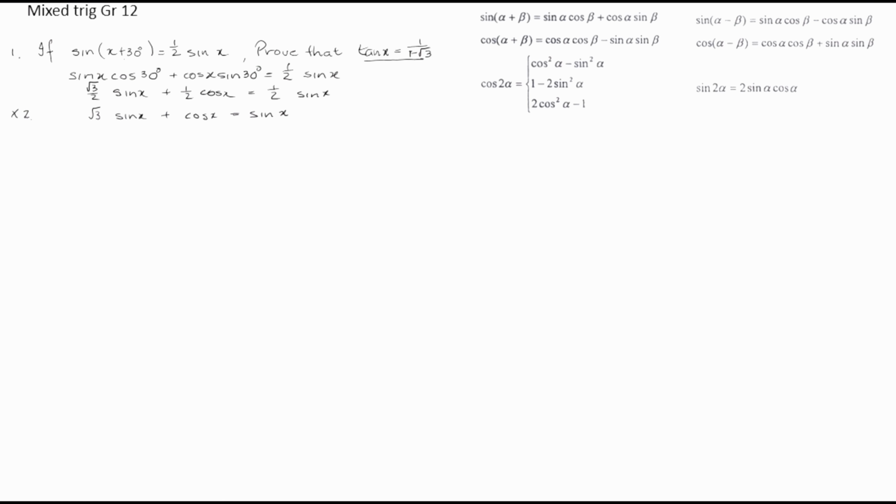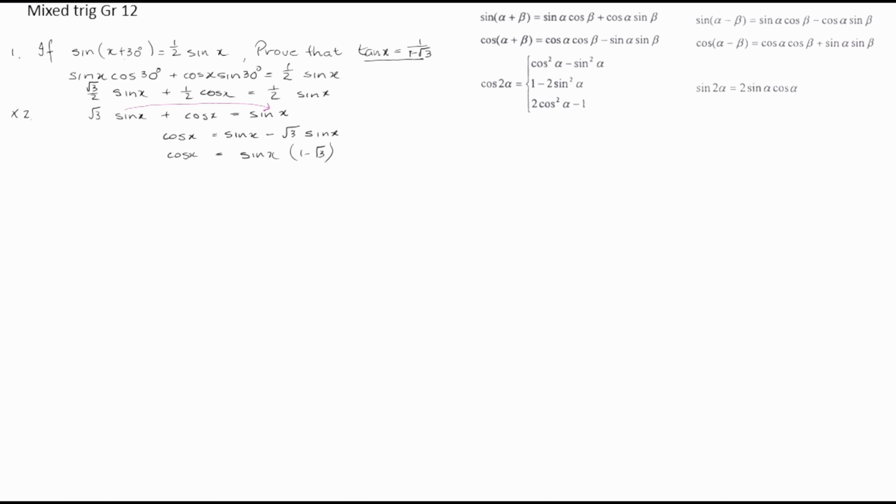Right, I have like terms, so I'm going to take this sine x across to that side over there. So I'm going to be left with cos x equals sine x minus root 3 sine x. Right, so cos x equals, take out a common factor of sine x, and I will be left with 1 minus root 3. I'm getting there. I can see I'm getting towards my answer. I need to get a tan.